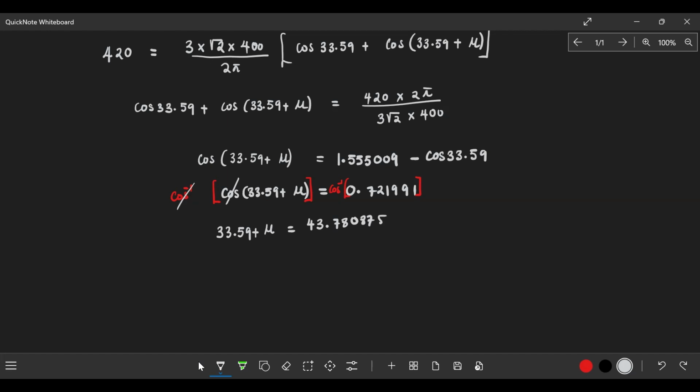And then you have solving for mu. So taking the 3.59 to the other side of the equation, 43.78, whatever, minus 3.59. So from this, you're able to get the overlap angle equal to 10.19 degrees.